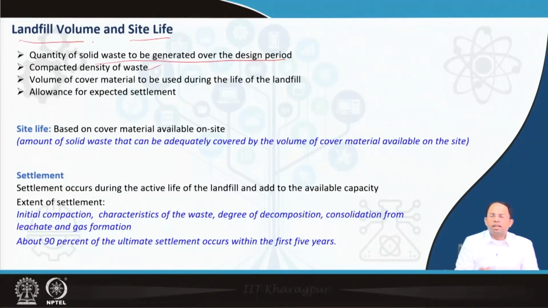Then compacted density of waste for the kind of waste that is generated in that particular area. Volume of cover material to be used during the life of the landfill, because as we have discussed earlier, this sometimes determines the life of the landfill. If soil is not available, it would be too expensive to import soil from outside. Allowances for expected settlement. A lot of settlement happens over the life of the landfill, that has to be considered. Like we said that the average density is around 1 ton per meter cube, but during the initial starting period it is 0.8 to 0.85 tons per meter cube, whereas in the final you will see around 1.2 tons per meter cube. That becomes the density, right?